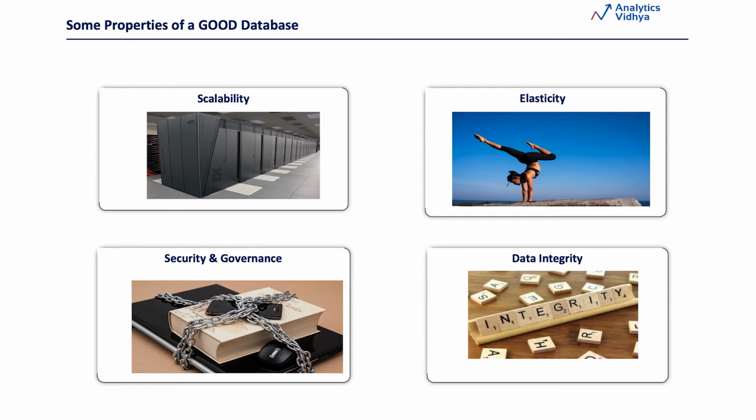And the final property is data integrity. Data integrity is basically the assurance of accuracy and consistency of data, and is a critical aspect of any system design.